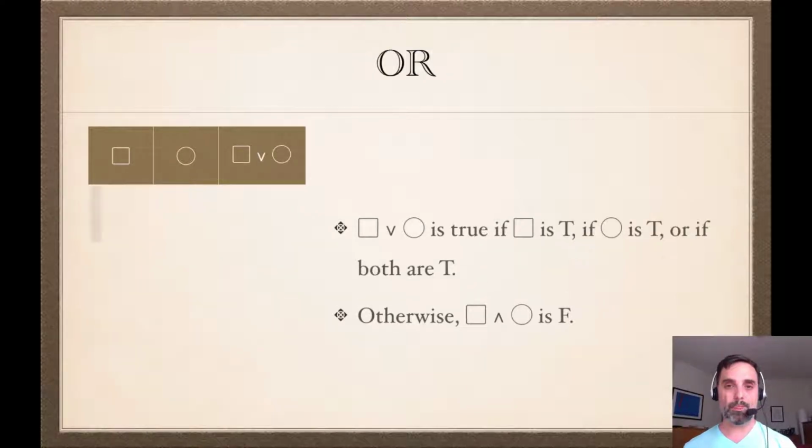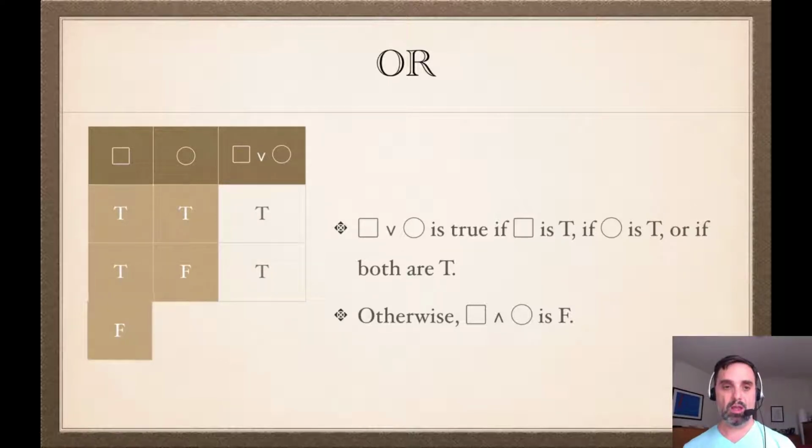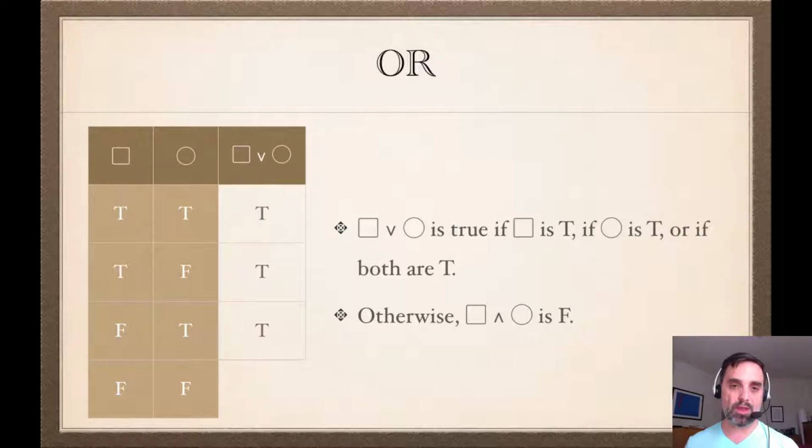What about or? So we say that if the square and circle are each true, then square or circle is true. If square is true but circle is false, then square or circle is true. If square is false but circle is true, then the whole thing is true. And if square and circle are both false, then the whole thing is false. So the whole thing is true if either the first disjunct or the second disjunct or both are true. If both disjuncts are false, then the whole thing is false.